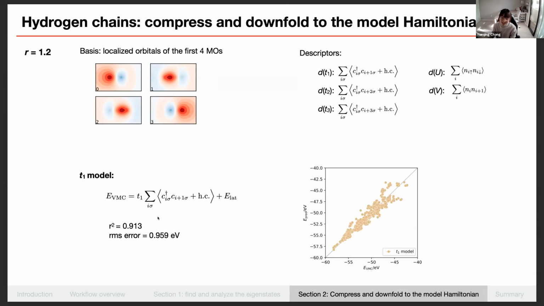Interestingly, we see that this T1 model is not too bad for the system. Here I'm just plotting the predicted energies versus the VMC energies for all my sampled wave functions. The T1 model only includes this simple T1 hopping term plus a constant, which I call E lattice. At the low energy regime, this model actually performs pretty well, and you see some deviations at the higher energies. R square is fairly good with 1 eV root mean square error, given that we have such a large energy span.